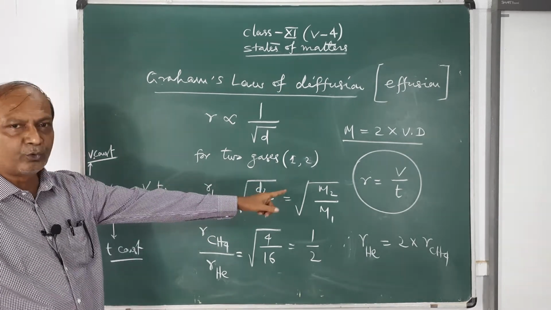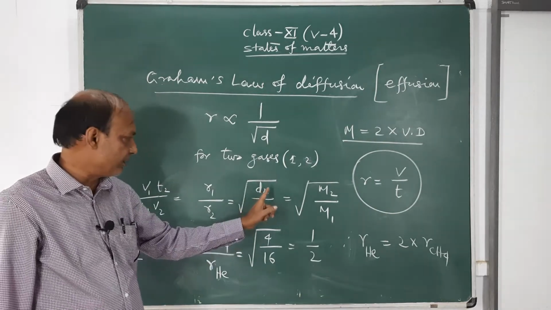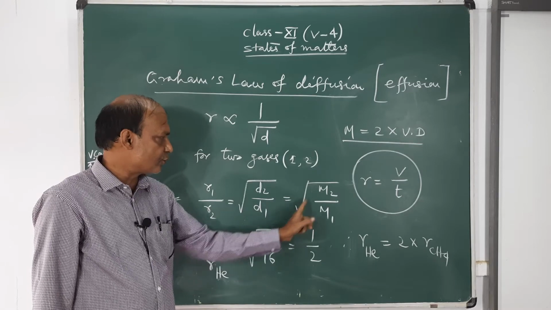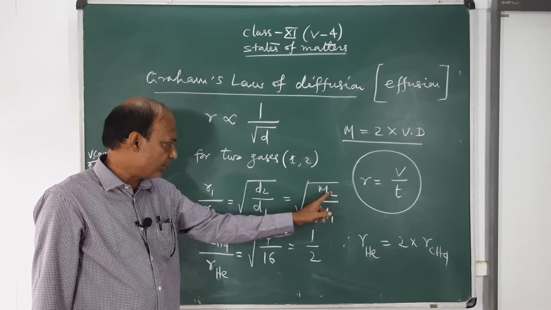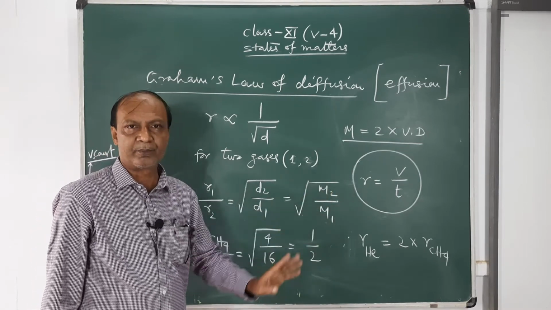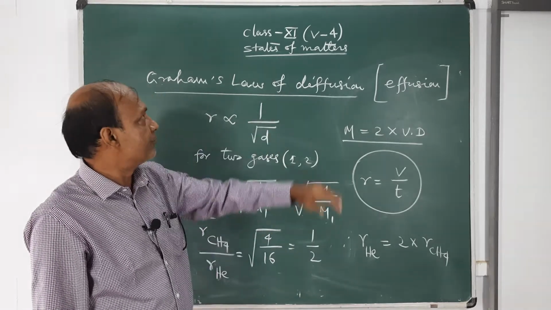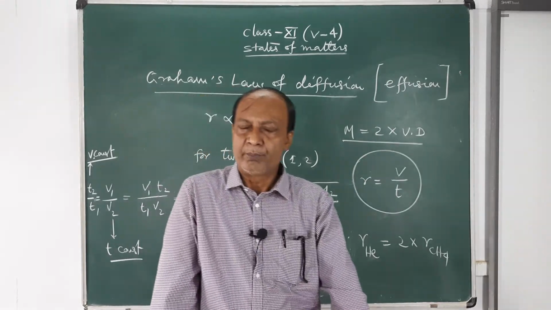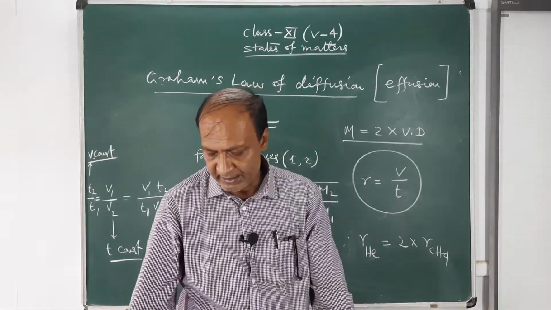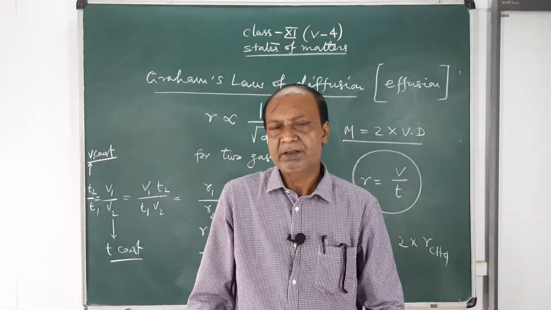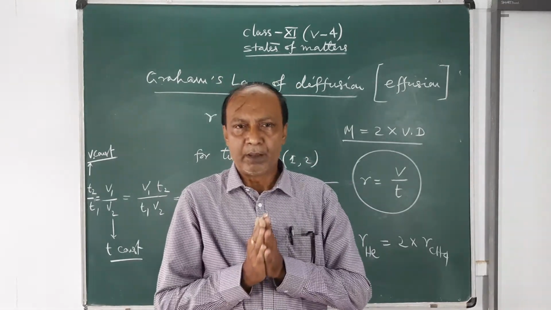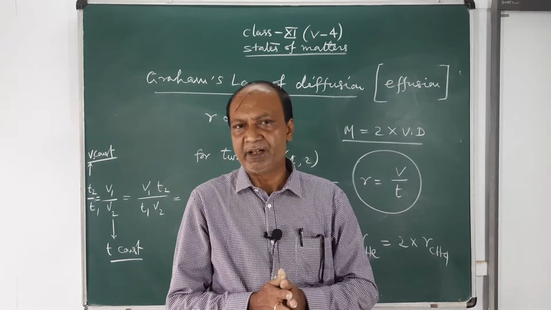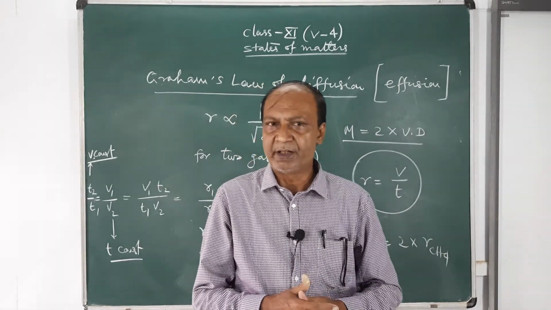And further, this is equal to the square root of the density of the second gas by the density of the first gas. This is equal to the square root of the molar mass of the second gas by the molar mass of the first gas. This is Graham's law of diffusion. More about it you will come to know from your book, and my suggestion is that you must solve some problems related to Graham's law of diffusion and effusion, and some problems related to Dalton's law of partial pressure.